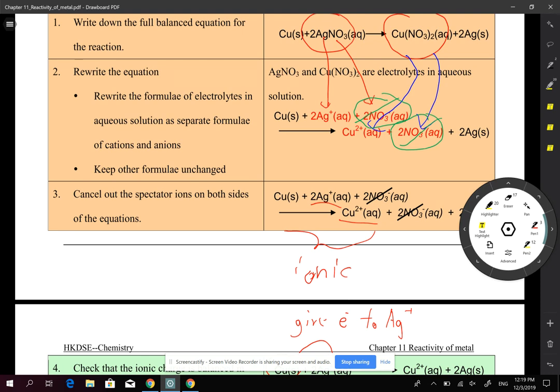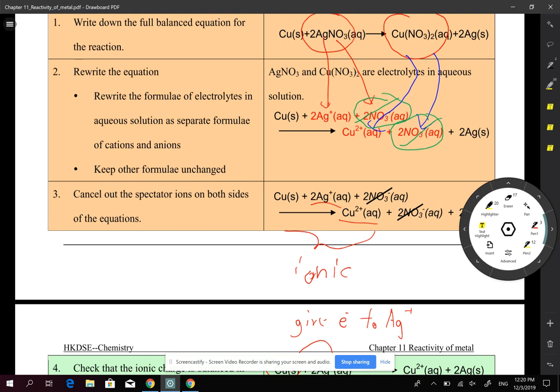But remember, one thing you must check. You must check the total charge on the left side and right side. They must be the same, because the equation is just like an equation in mathematics. All things should be equal on both sides, including the charge. So there are 2 plus charge, there must be 2 plus charge on the right side.